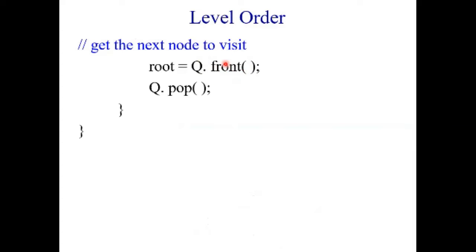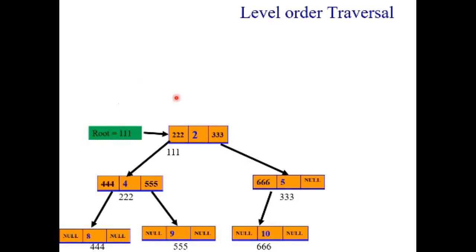I do the front operation, so I'm placing it in root. Then after getting the front value, we do the pop operation, removing it from the queue. Okay, we'll see the example.